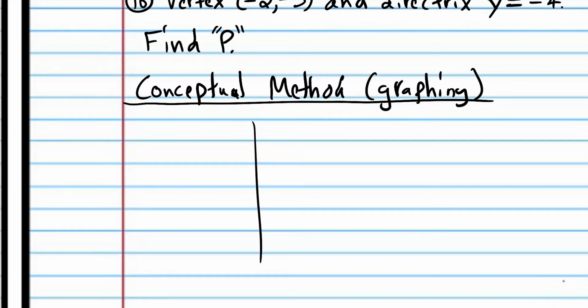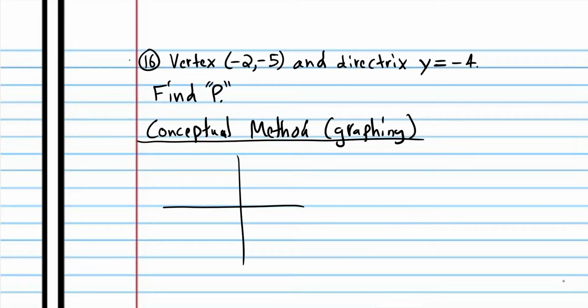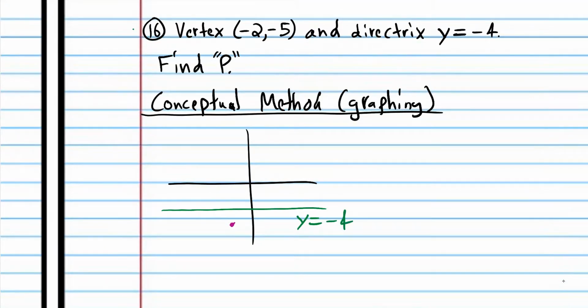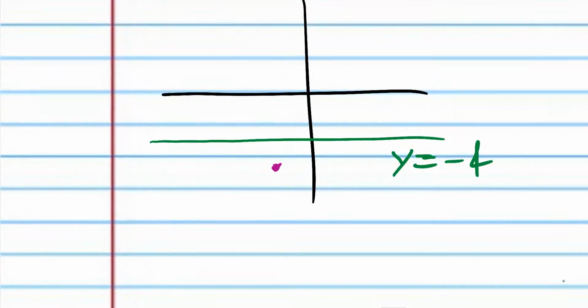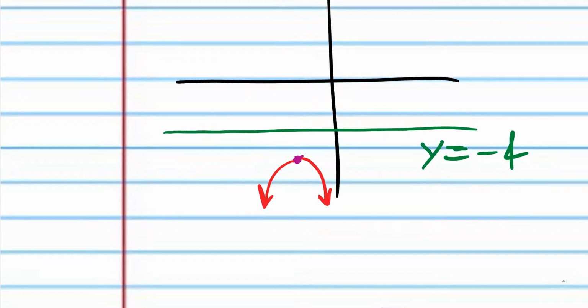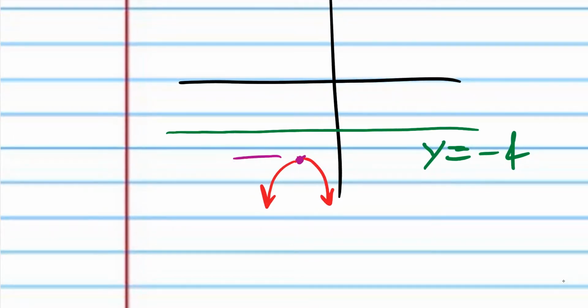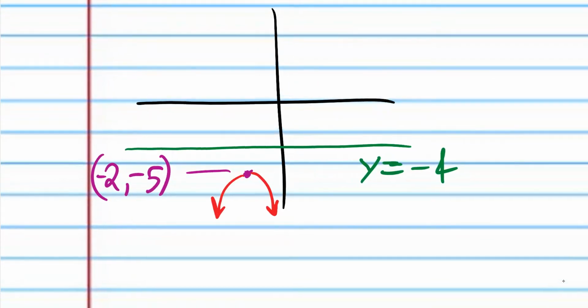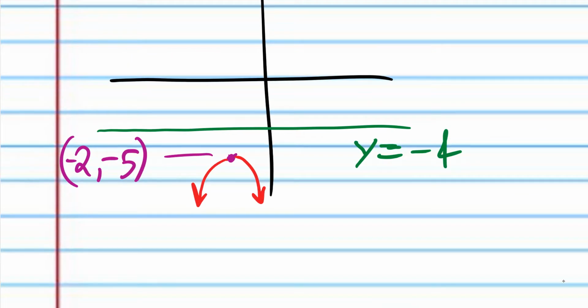So we're just going to draw a rough graph, doesn't have to be perfect, and we want to draw the vertex, which would be maybe about there, and the directrix is maybe about here. Again, these proportions don't have to be exact. And so what this means is that our parabola should be opening down, because it has to open away from the directrix. That's the vertex.